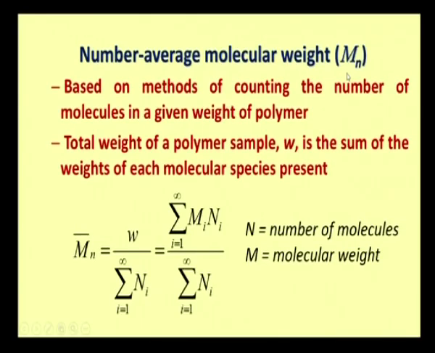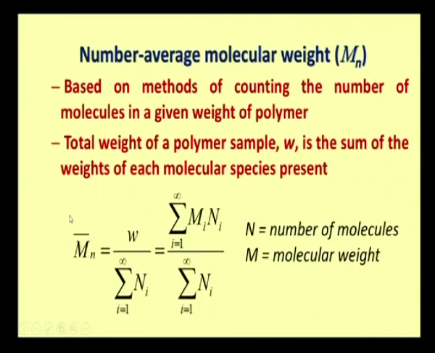The first type is the number average molecular weight, Mn bar. Based on the methods of counting the number of molecules that are available in a given weight of polymer sample, if the calculation is done, then you call such a molecular weight the number average molecular weight. The total weight of the polymer sample, let us say, is W. It is the sum of the weights of each molecular species present in the whole sample. Suppose there are 10 different types of molecular weights and each type is available in different numbers.